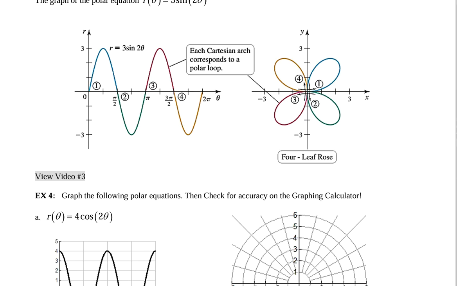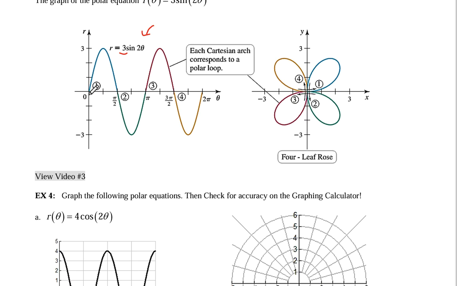Welcome to continued instruction on polar coordinates. So now we're going to look at some graphs that create what they call roses in the polar world. So here's what's going on. Notice that you've got an amplitude of 3, you've got sine of 2 theta, so we've got a little bit of a compression here horizontally.